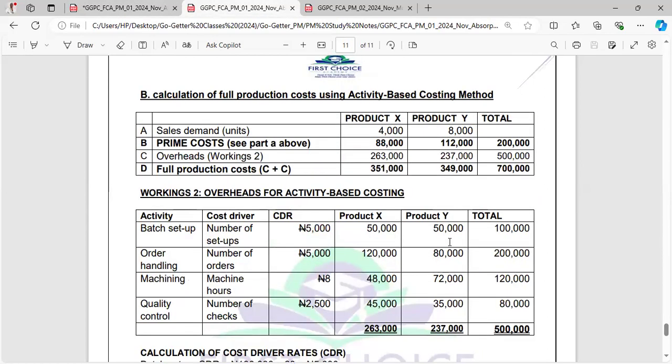So what do you need to do? These two figures, you bring them up. Okay, look at the total figures. Is this total figures that you need? This and this 500,000 here. That is what is being used here. And when you add them together, you are having this of this.